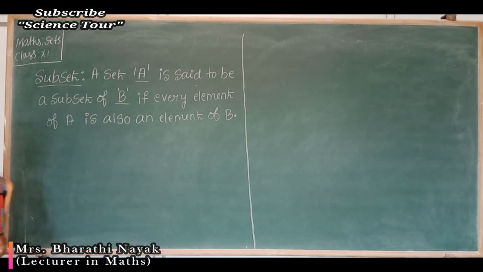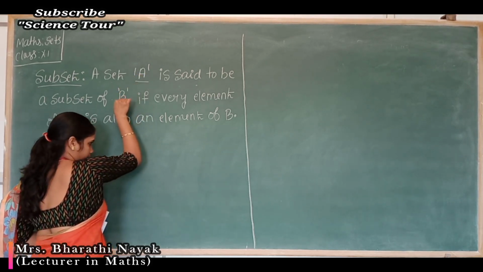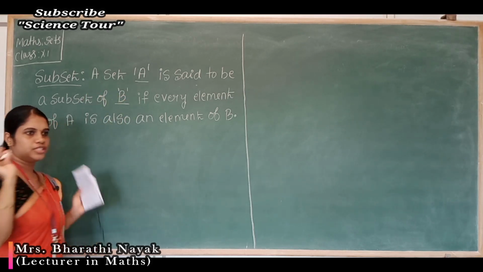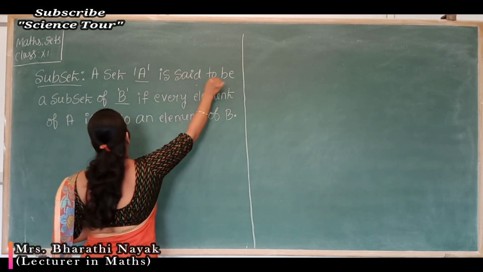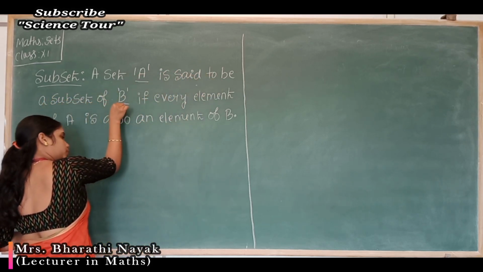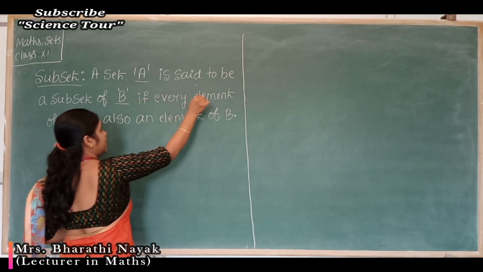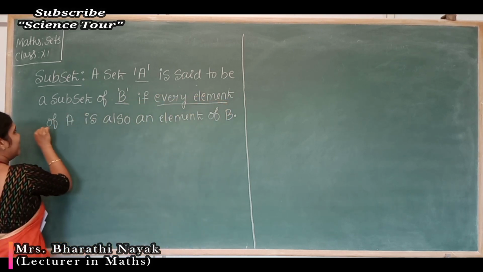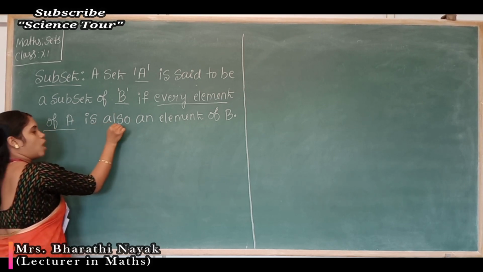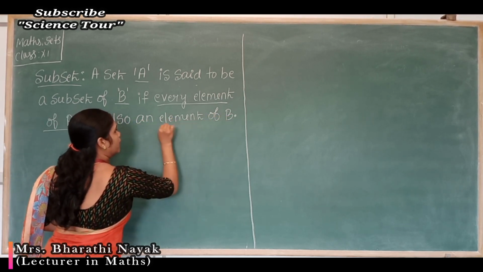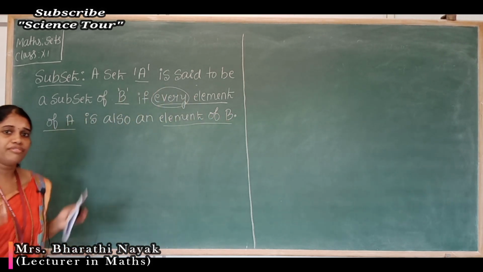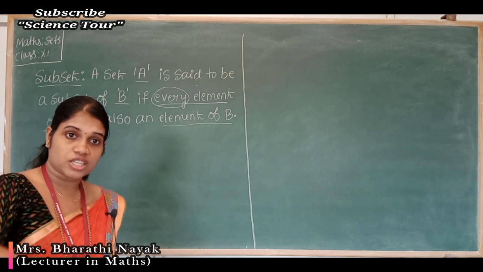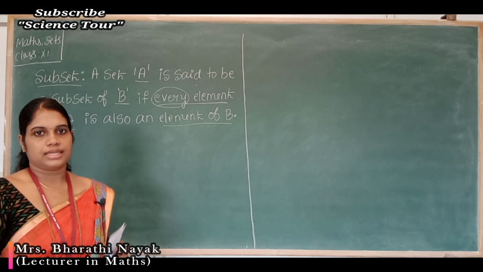So what is the meaning of this? I consider two sets, set A and set B. So what is the definition of this subset? A set A is said to be a subset of B if every element of A is also an element of B. Every element, this is very important, each and every element of the set A is also an element of the set B.